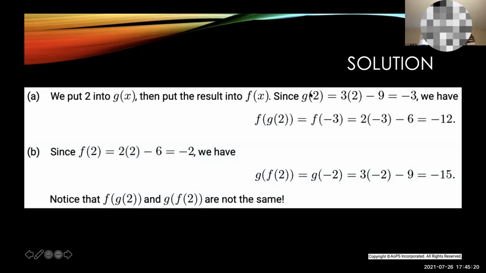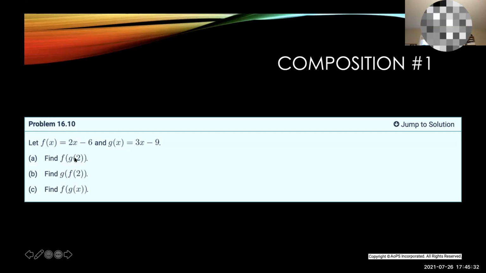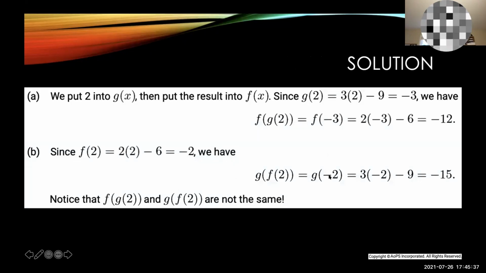So for the first one, when we put in g of 2, we get -3. So we know g of 2 is -3. So f of g of 2 would just be f of -3. When we do that, we get our answer. It's the same with part B. But notice how the only difference was that these were inverted. However, the answers are not the same, if you realize. So that's something you need to be aware of.